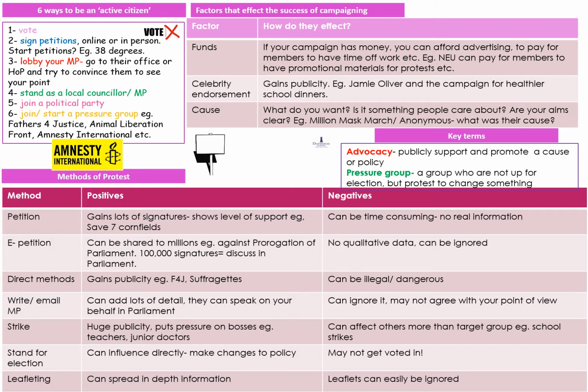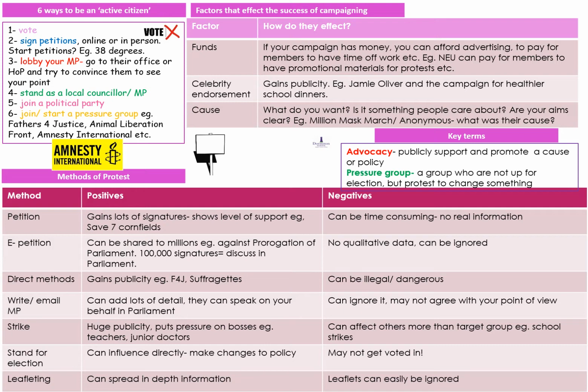Think about the Million Mask March. They went on the march through London for what? They didn't say who they were because they're anonymous. They didn't say what they wanted. They caused a bit of trouble. How could they ever be successful? Because they had no aims.